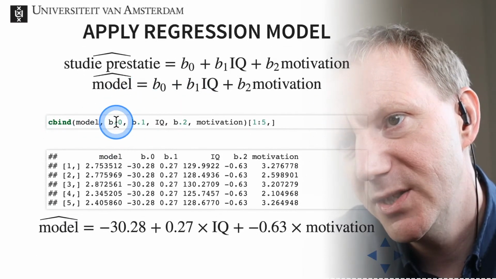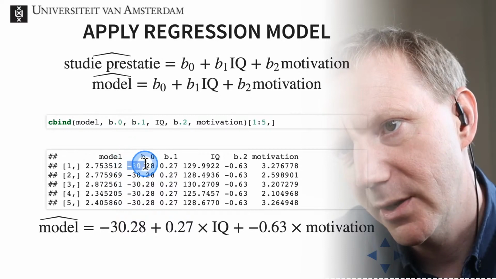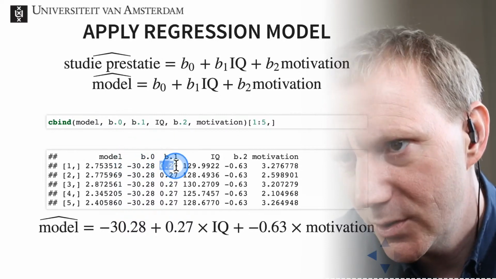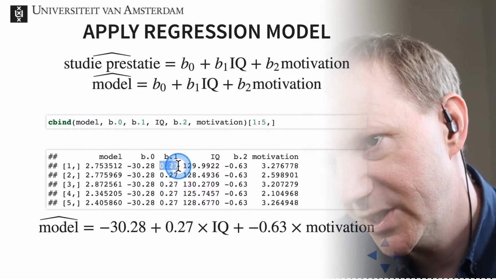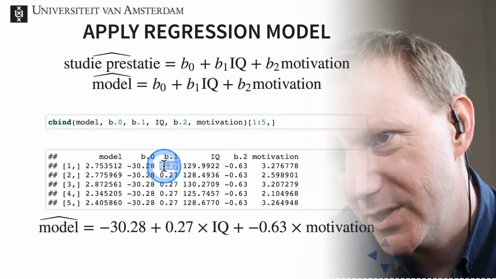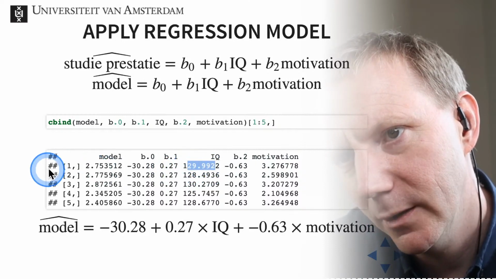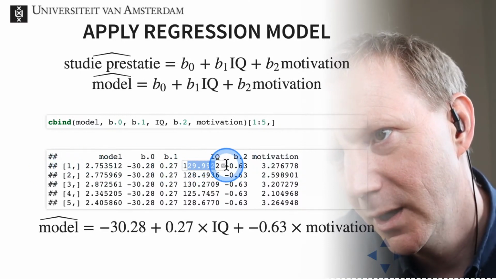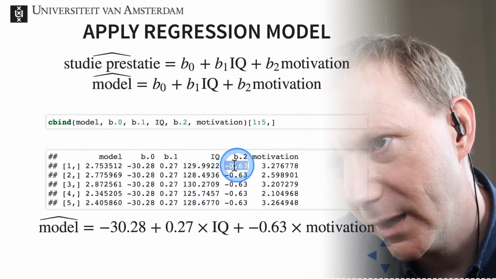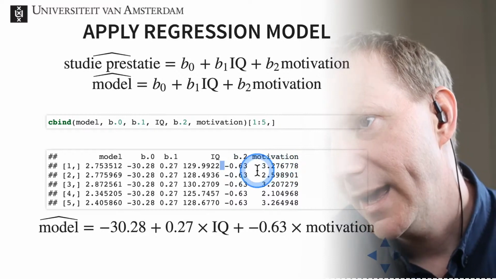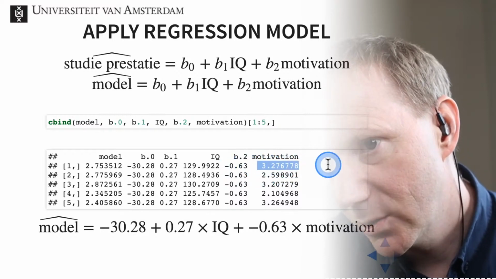So if B0 was minus 30 and B1 was 0.2, well, it was 6 and a bit, but this is rounded. We have some IQ score for the first person in our data set. We have the weight of the beta coefficient for motivation, which was minus 0.6. And we have the actual motivation score.